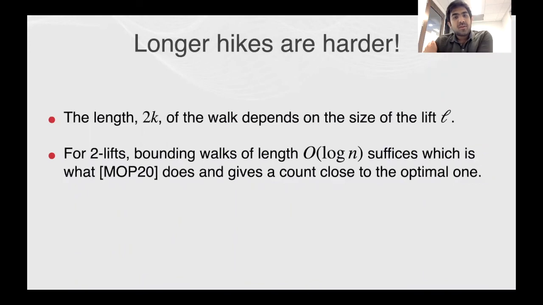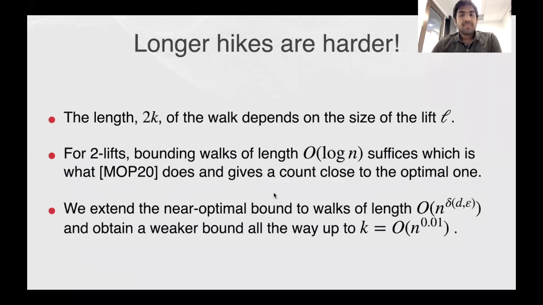Whereas we would like to lift much larger than 2 lifts. So we extend the bound to n to the delta, where delta is a function of epsilon and d. And if you're okay with the weaker bound, we can get it all the way to a fixed polynomial in n. Right? These are much longer walks.